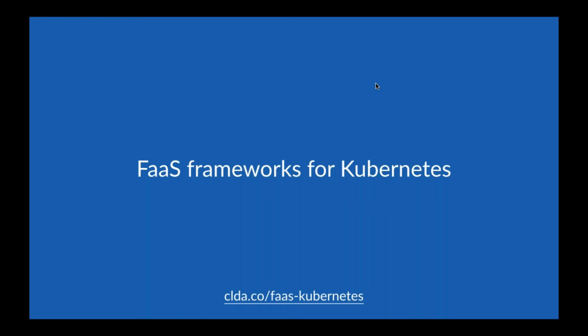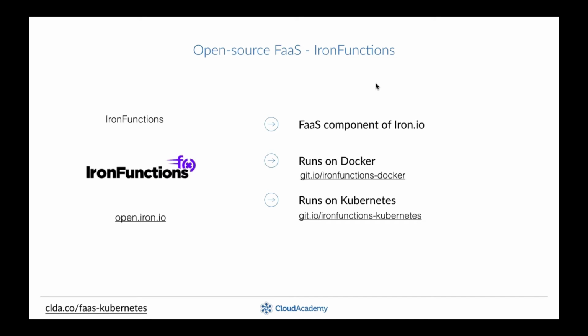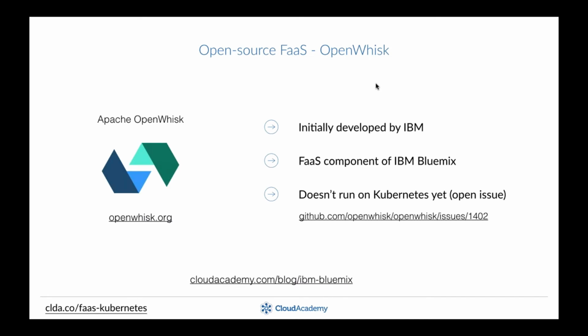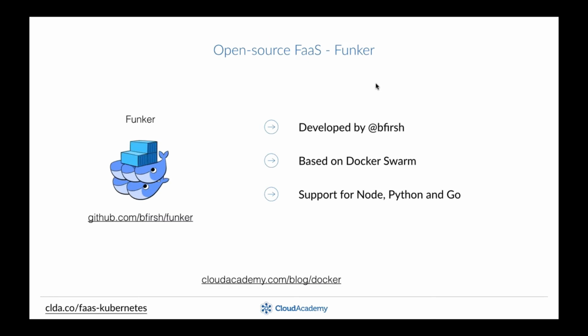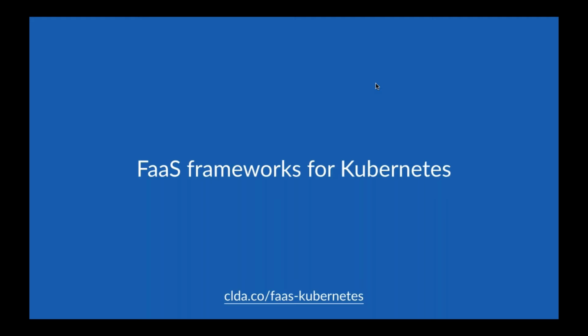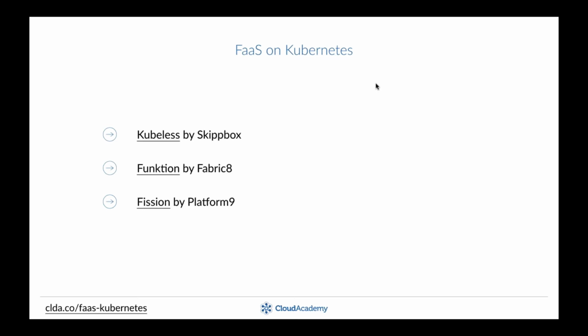So let's go on and see what you can actually do on Kubernetes. Of what you have seen so far, only Iron Functions can run on Kubernetes. OpenWhisk will eventually, at some point. Funker is not meant to work on Kubernetes. So what do we have for Kubernetes? I identified three different frameworks, the first one being more of a proof of concept. These three are Kubeless, Function, and Fission, or Fission, I'm not sure.